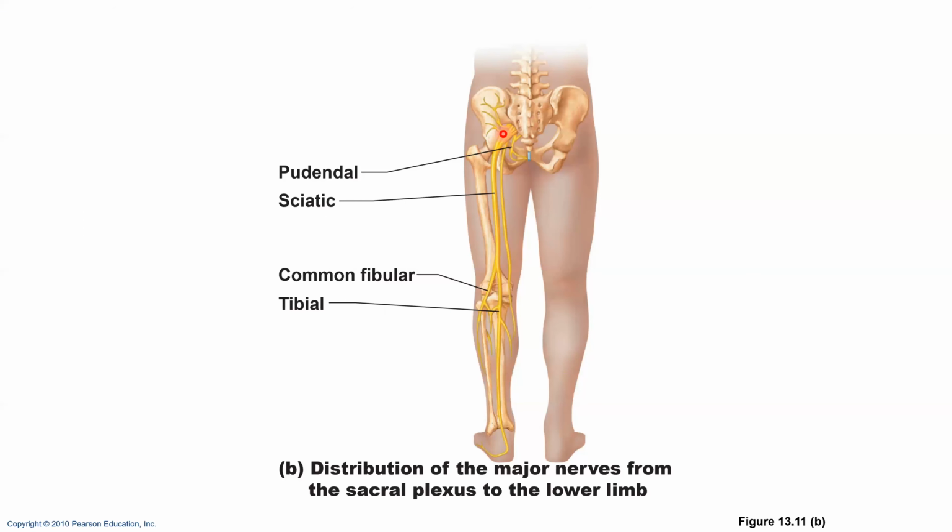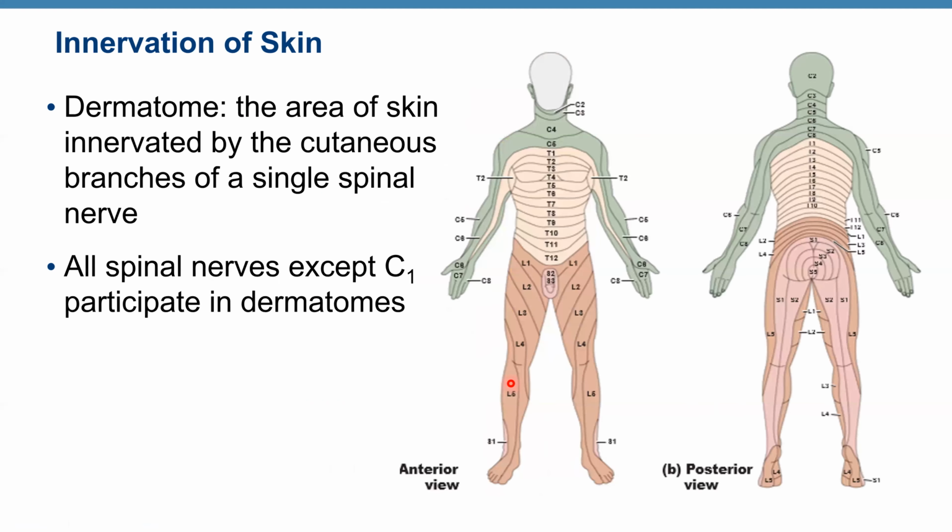And then the sciatic nerve moves down. And when it reaches this popliteal region over here, it divides into common fibular and tibial. And it innervates all the muscles of the leg, right? So that's the sacral plexus. And innervation of the skin.